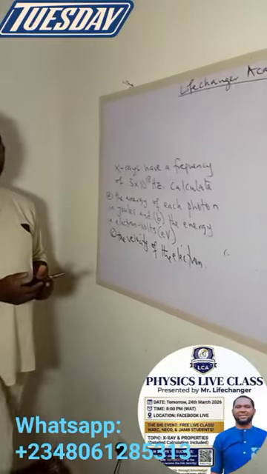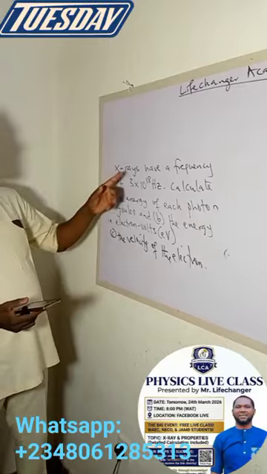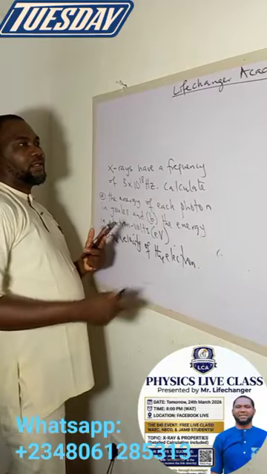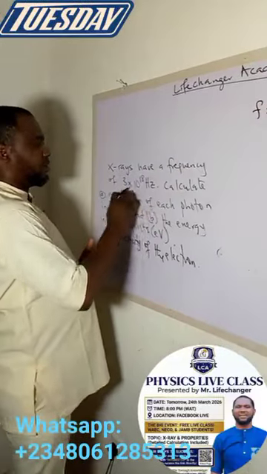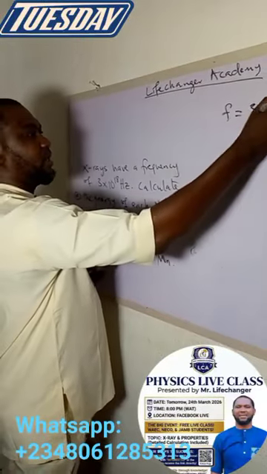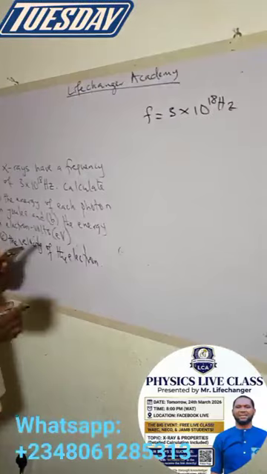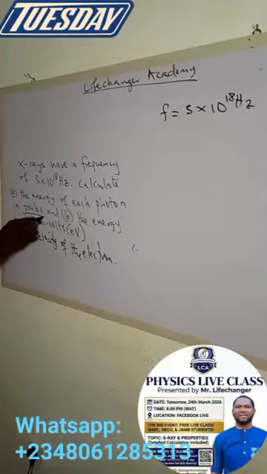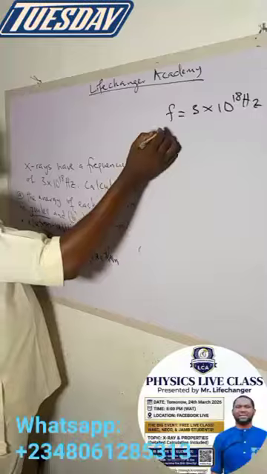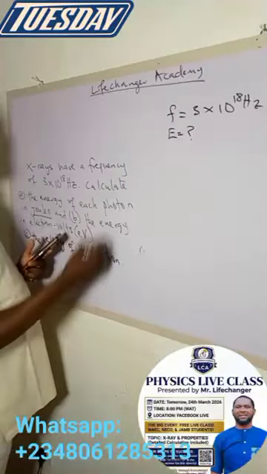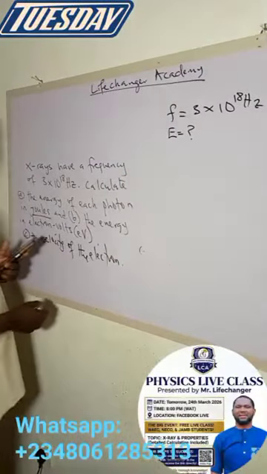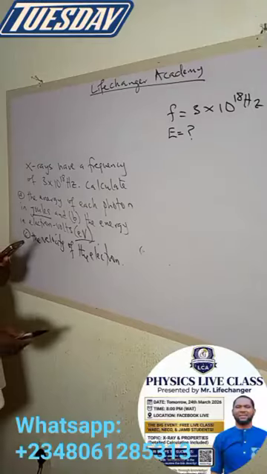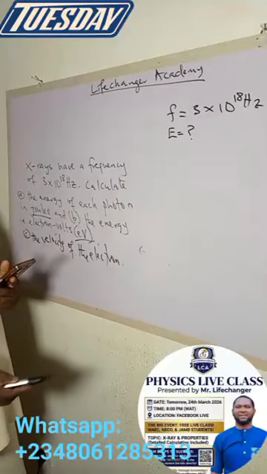Okay, so look at this question. It says an X-ray has a frequency of this. Here we are given the frequency of an X-ray, and the frequency is 3 times 10 raised to the power 18 hertz. We should write that down. It says calculate the energy of each photon in joules. So we are looking for the energy of the X-ray. An X-ray is also a photon. And they said we should also calculate the energy in electron volts. That's also very easy.